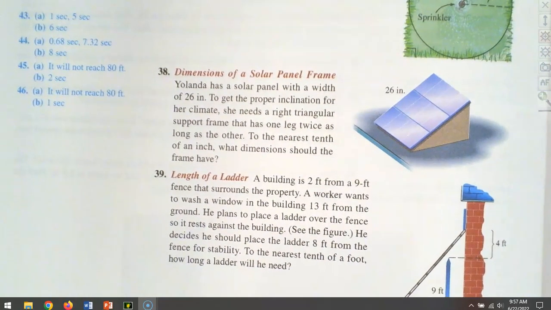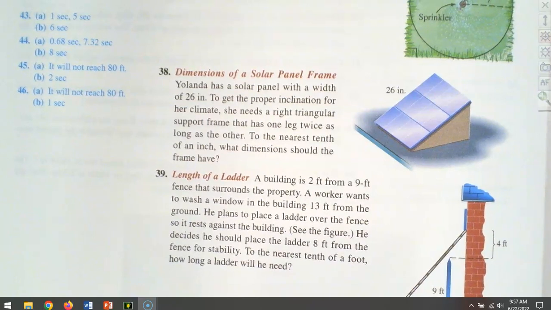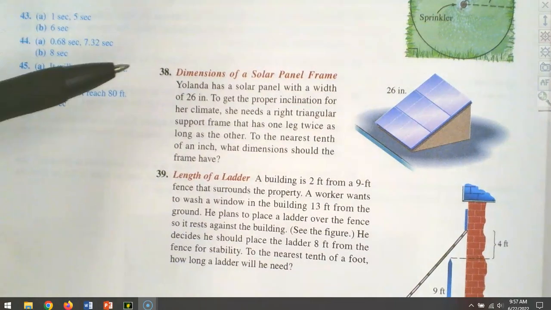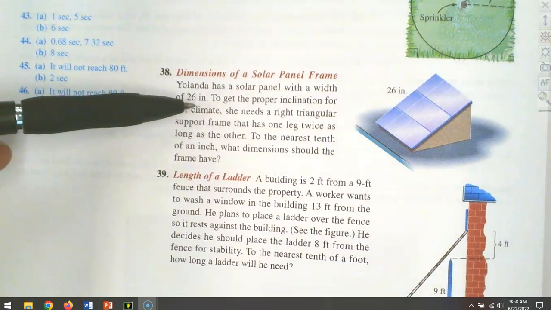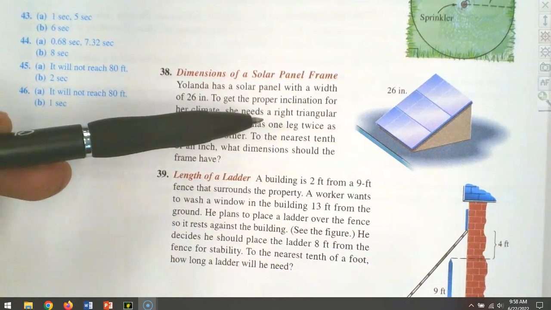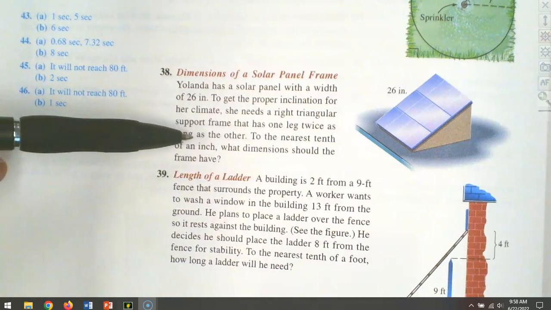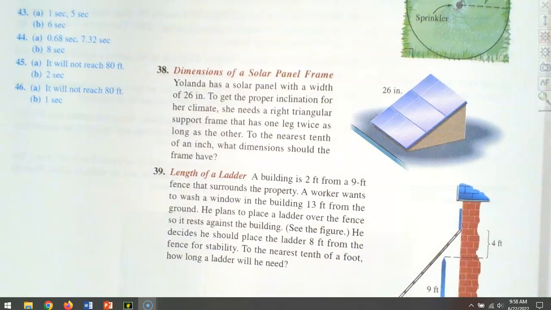And what we're going to work with is we're going to try and build a solar panel. And we have to build a platform for this solar panel. And we want to make sure we get the correct inclination so we get the most possible sunlight for that panel. So what we've got is a solar panel. And Yolanda has a solar panel with the width of 26 inches. To get the proper inclination for her climate, she needs to build a right triangular support that has one leg twice as long as the other. To the nearest tenth of an inch, what dimensions should the frame have?